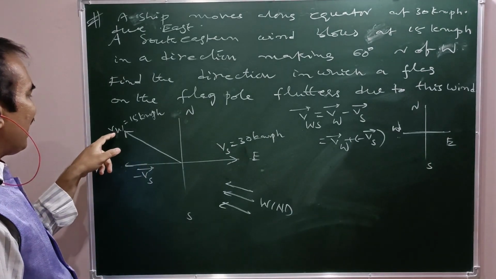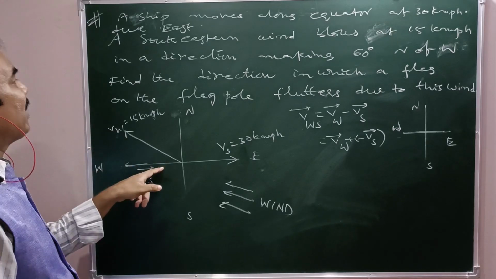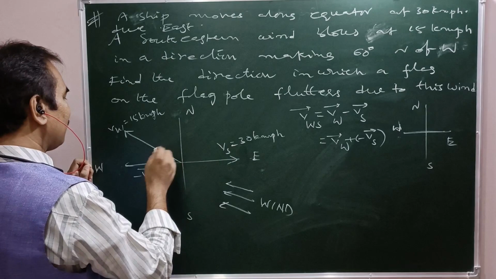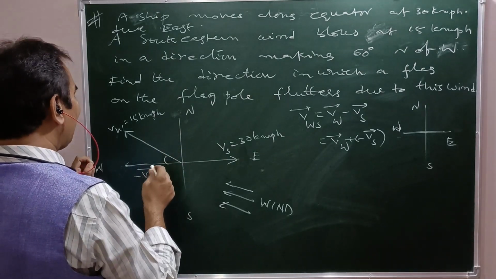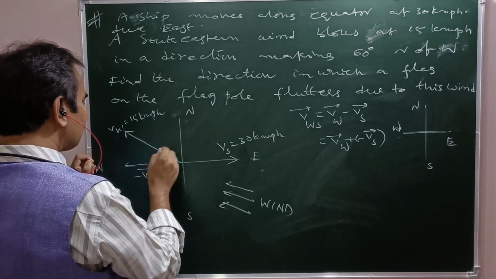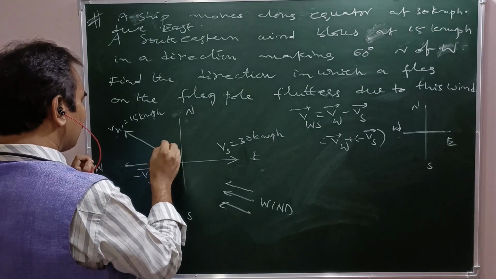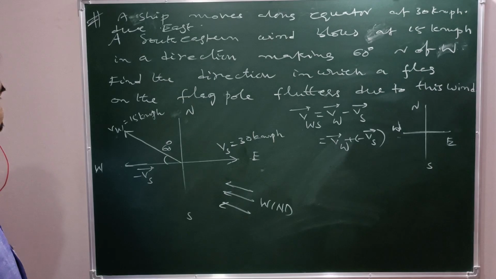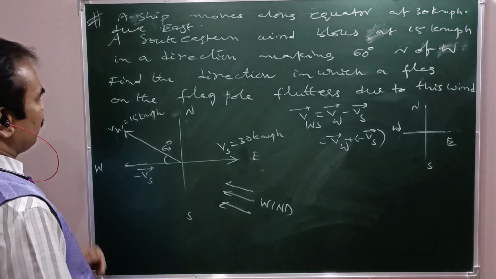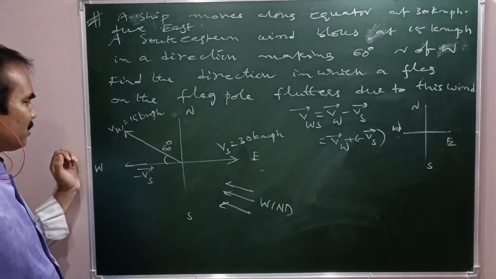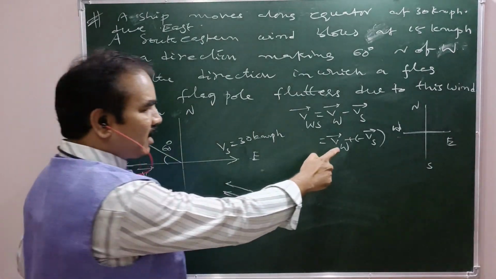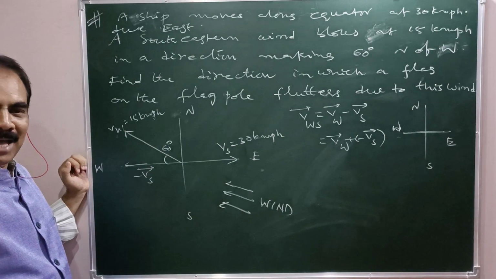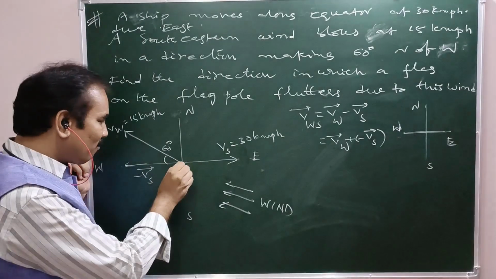What is the angle made by the velocity of wind with the equator? That is 60 degrees. See, this is 60 degrees. Now these two, VW and minus Vs bar, are the parent vectors, drawn from a common point.